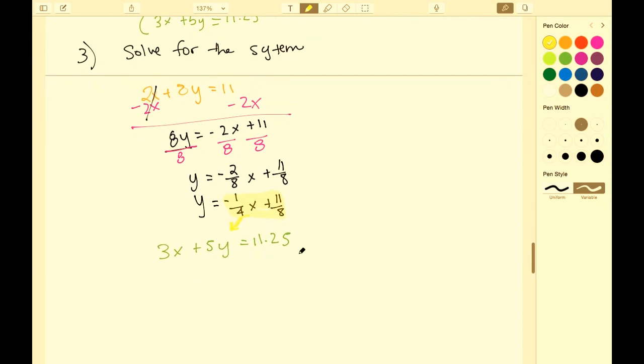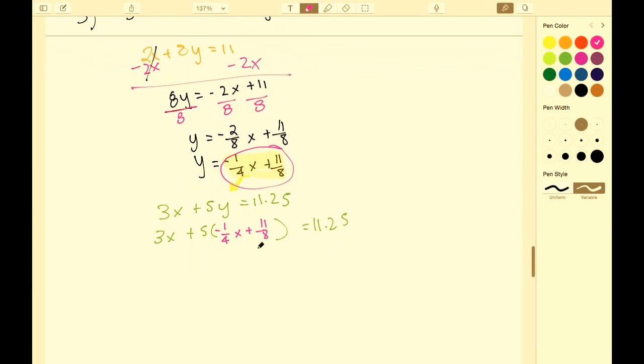Okay, so we can see this. So I have 3x plus 5 times, okay, equals 11.25. I'm going to substitute this right here, negative 1/4 x plus 11/8. Okay, now we can actually solve for x. This will take some time because it has a little bit of fractions, but use your calculator. Just know that this leaves room for error, and double check with a calculator when you're doing this.